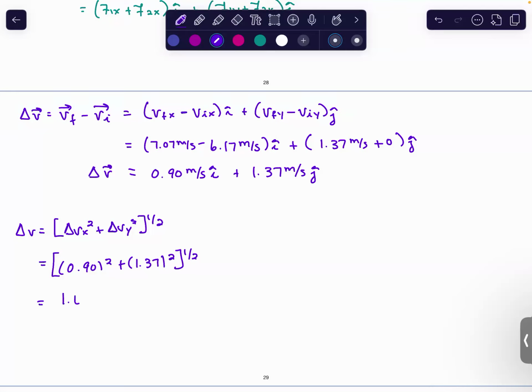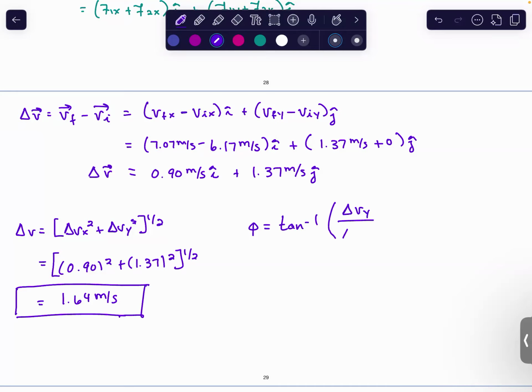That's going to give us 1.64 meters per second. So that is the magnitude of our change in velocity. And then the direction of our change in velocity, we're just going to use angle phi, and it's y over x.